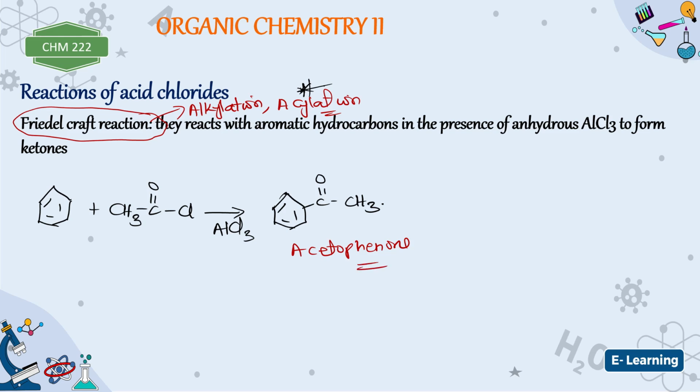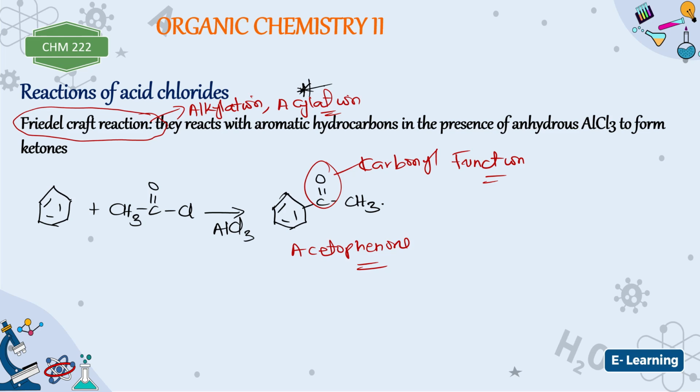Alright, you should take note of it. It's very, very important. Which of them makes it a ketone? This is the carbonyl functional group. Carbonyl functional group. Do you understand? So that is that. Now, this reaction, like I told you, takes place in the presence of a Lewis acid catalyst like aluminum trichloride.